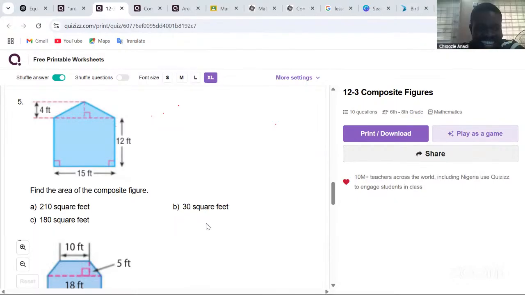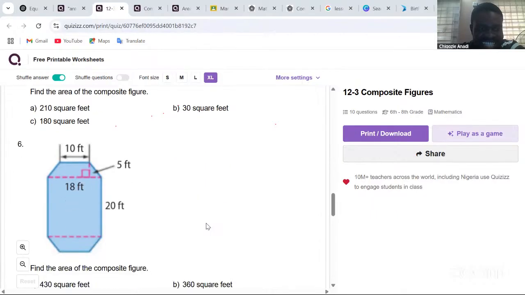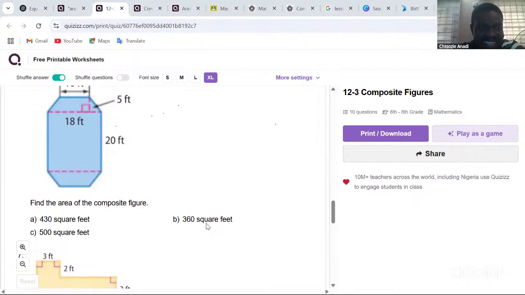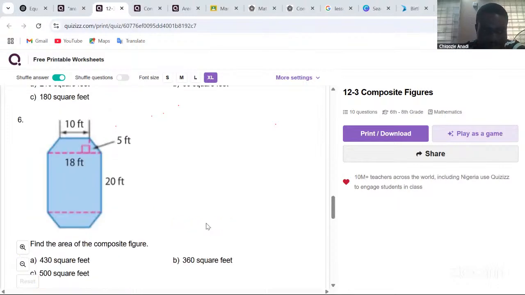Okay, very good. I'm going to the next question, question 6. Look at the shape right here in front of you. This is looking so complicated, right? Is it looking complicated? No, it's just like a weird shape.